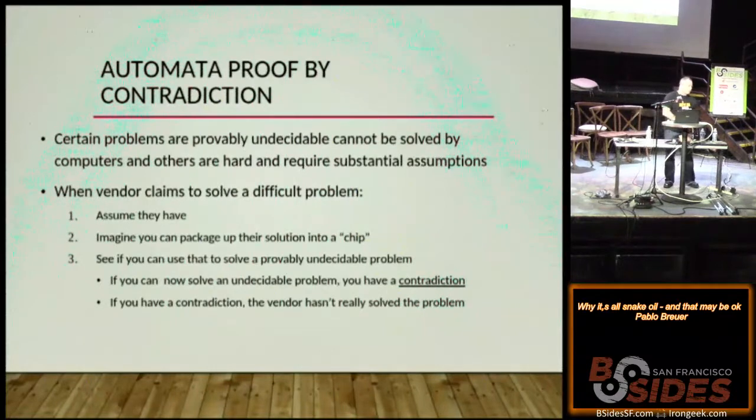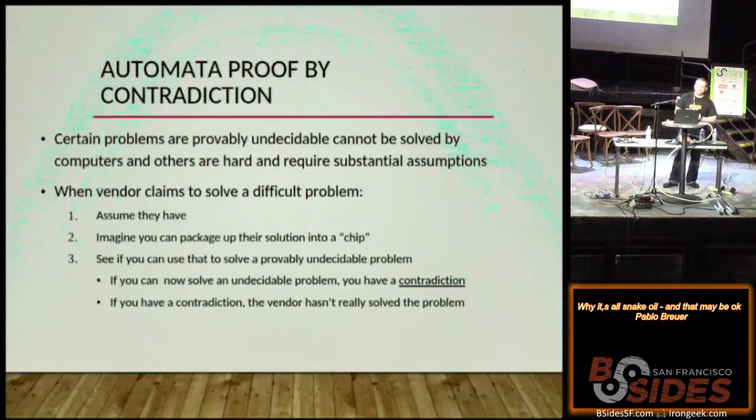So let's move on to an intractable problem. Let's talk about proofs by contradiction. Certain problems are mathematically provable to be undecidable and cannot be solved by computers. Again, ever. Oftentimes vendors will come to us and make claims that they have solved difficult problems. Here's how you handle that.